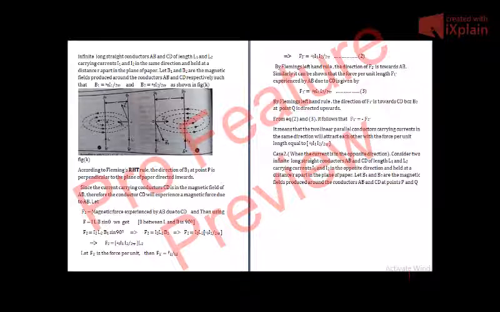So we know that the magnetic field B1 is equal to mu naught I1 upon 2 pi r. Similarly, the magnetic field B2 is equal to mu naught I2 divided by 2 pi r. Remember these things. We have already derived this expression in our earlier class.